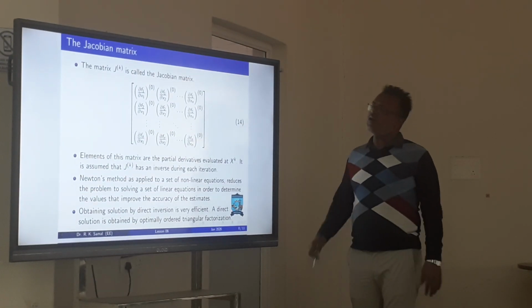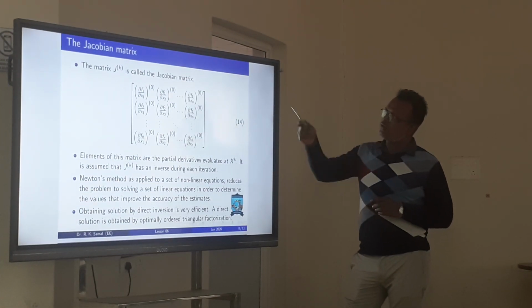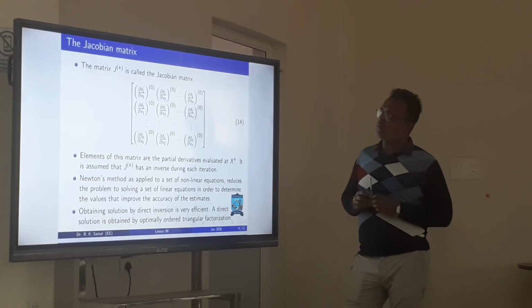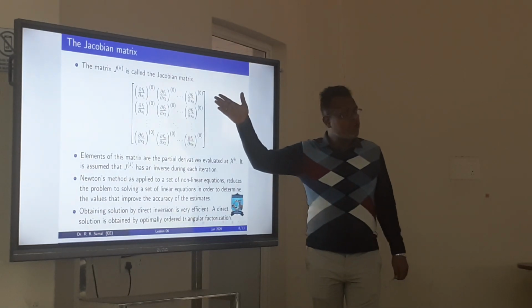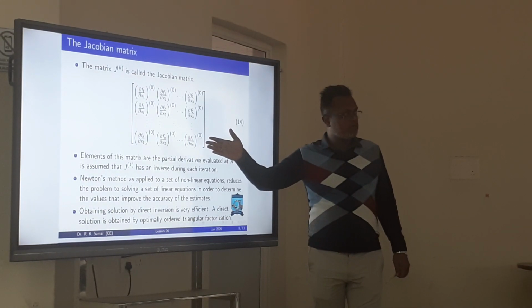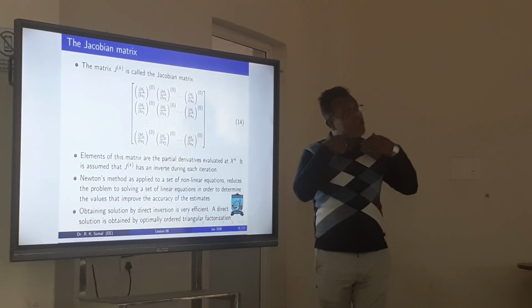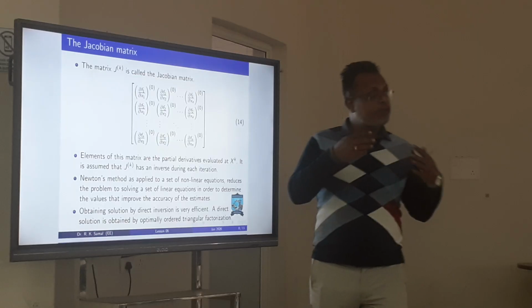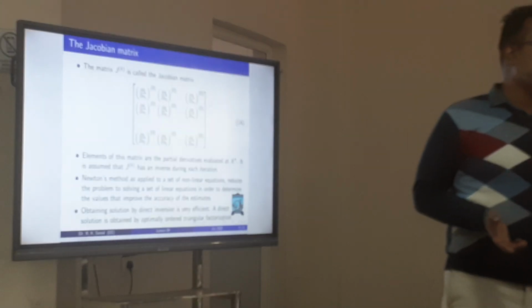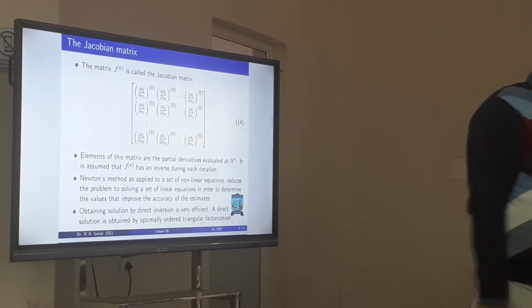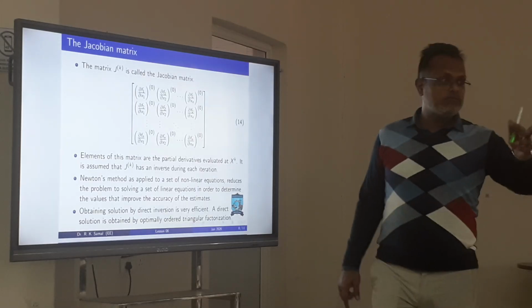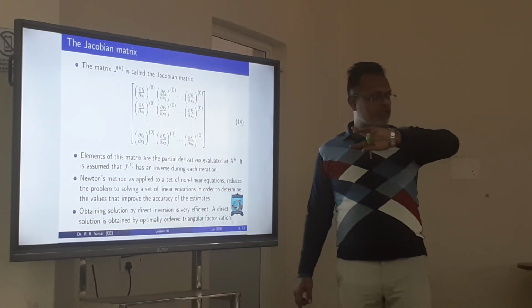So we'll discuss something about the Jacobian matrix. The matrix Jk is called the Jacobian matrix, and only the zeroth iteration matrix is shown here. We have to compute this matrix in every iteration. Suppose 5 iterations, 5 times the Jacobian must be computed, and including its inverse. The program in your lab, you can see all these are evaluated.